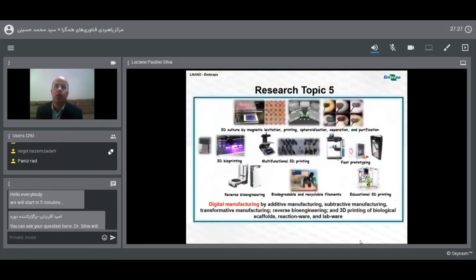Our fifth research topic is related to digital manufacturing, by additive manufacturing, subtractive manufacturing, and transformative manufacturing, where we perform reverse bioengineering and 3D bioprinting of some structures, cellularized and non-cellularized scaffolds. We also perform the production of some reactionware and even some labware for our own use.